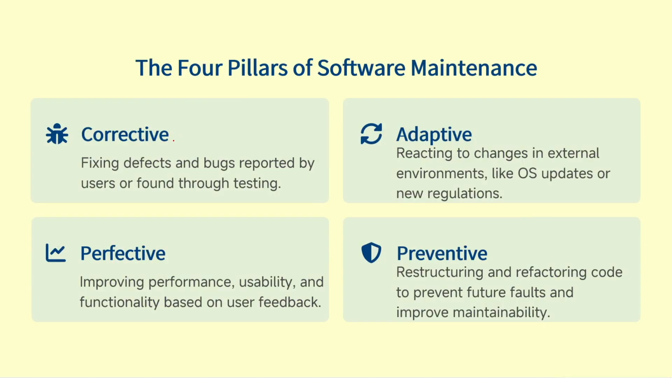There are 4 different pillars of software maintenance, or 4 types of software maintenance. One is corrective maintenance. By the word corrective, we can understand that there is some defect in the software and we are supposed to upgrade it by correcting it. That kind of maintenance is called corrective maintenance.